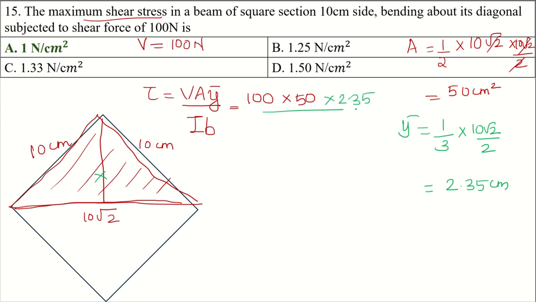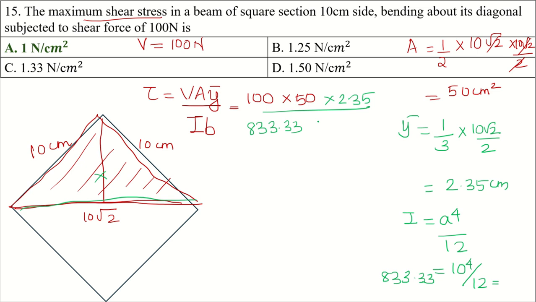Then moment of inertia I is a raised to 4 divided by 12, since it is a square section, that is 10 raised to 4 divided by 12, that is 833.33. B is 10 root 2. After solving, we get the maximum shear stress tau as 0.99 Newton per centimeter square. The answer closest to this is 1 Newton per centimeter square.